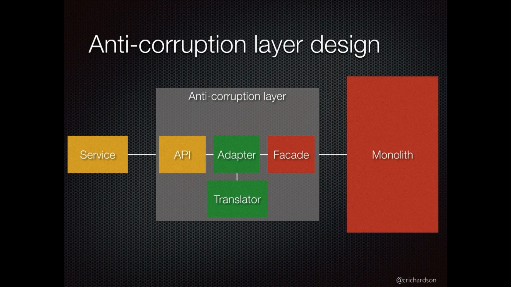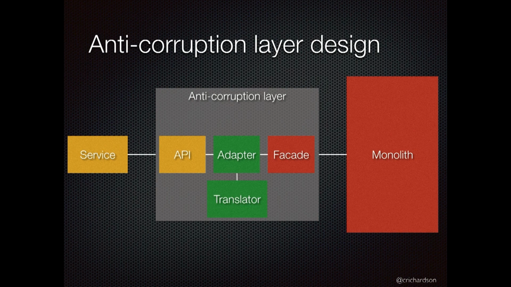And the reason it's called anti-corruption layer is because you can think of your service code as being pristine. It has a clean model, it's written using new technology, and you want to prevent legacy concepts from polluting your nice pristine service. You want to prevent legacy concepts from corrupting the domain model of your service, hence the term corruption layer.